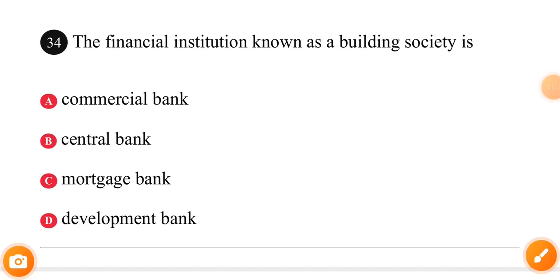We will continue from where we stopped. The financial institution known for building in society. The financial institution known basically for building is: A, commercial bank, B, central bank, C, mortgage bank, D, development bank. The answer is simple. This is where we stopped in the last one. The answer is C, mortgage bank.